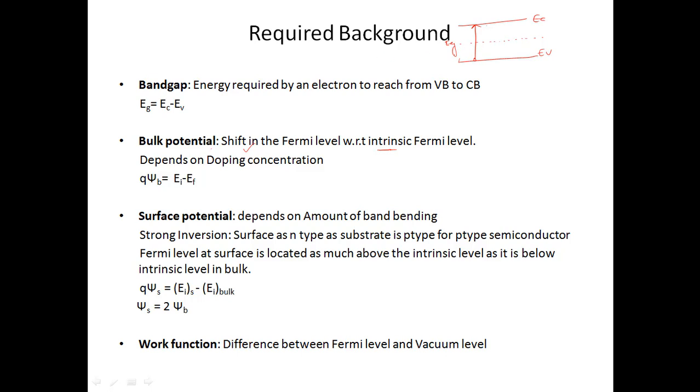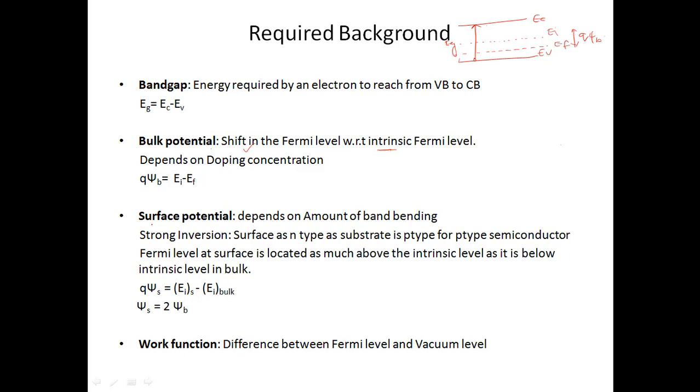So let's say if you have a p-type semiconductor where your Fermi level is closer to the valence band than to the conduction band, this shift from the intrinsic Fermi level is termed as a bulk potential. Okay, so the q times psi B would be EI minus EF.